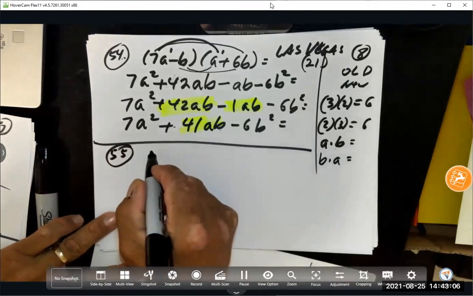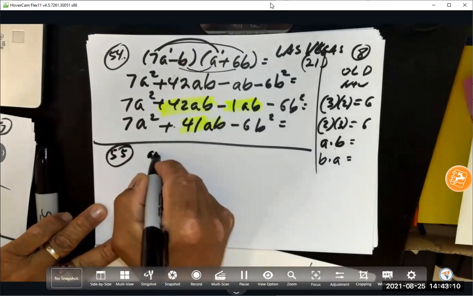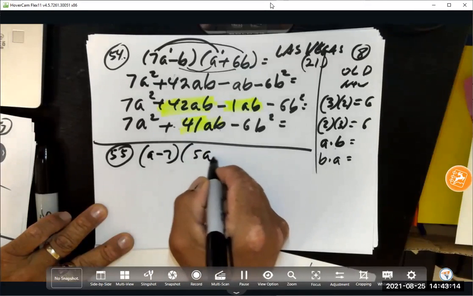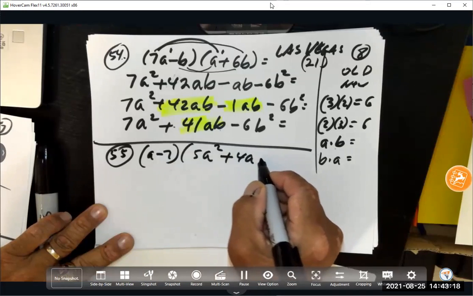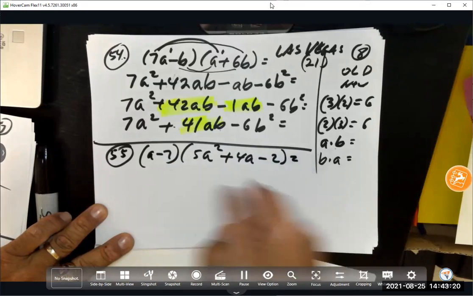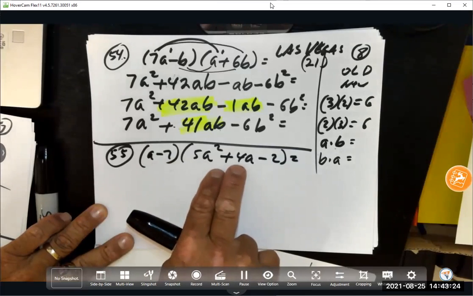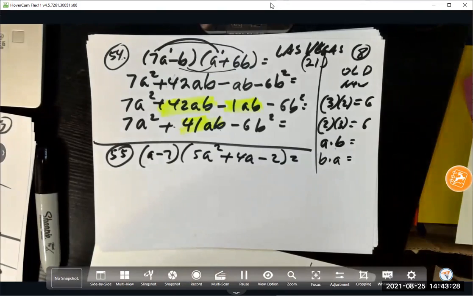It says 2 by 3. These are 2 by 2s. So now I'm going to do 2 by 3. (a - 7)(5a squared + 4a - 2). So here it is. There's my answer right there. Is everybody okay with the setup?